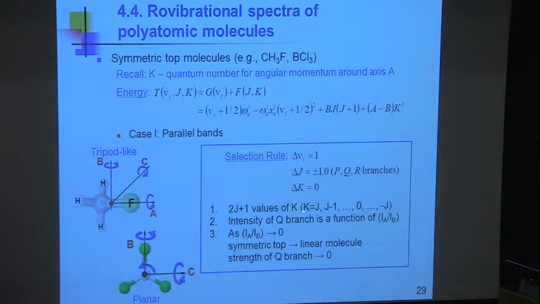There's 2J plus 1 values of K, and in the limit of a rigid rotor, they're all going to be in the same location. But the intensity of this Q branch now, for delta J of 0, is going to depend on the values of the moments of inertia. So for example, if moment of inertia about A approaches 0, it's a stick. It's only when that moment of inertia about A gets bigger and bigger that we really see this behavior.